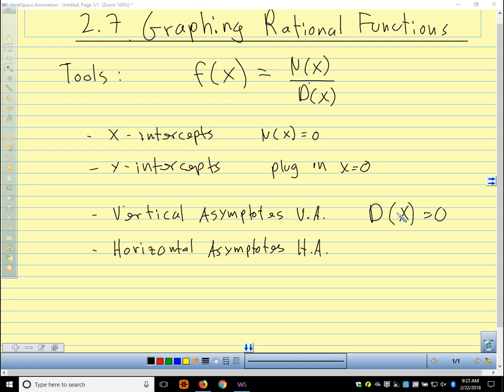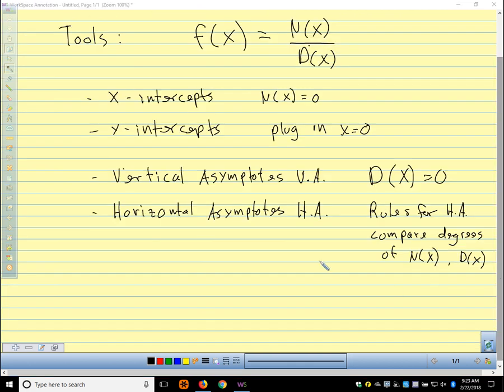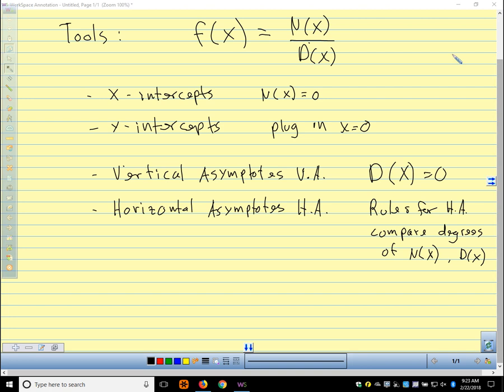And we have our various rules. I'm just going to write, we use our rules for HA. And the rules have to do with comparing the degrees of n of x and d of x. So we have the different cases for the horizontal asymptote. And once we have that, the other thing that we're going to do to complete our graph is plot points.